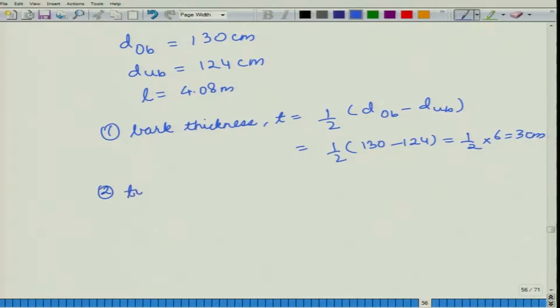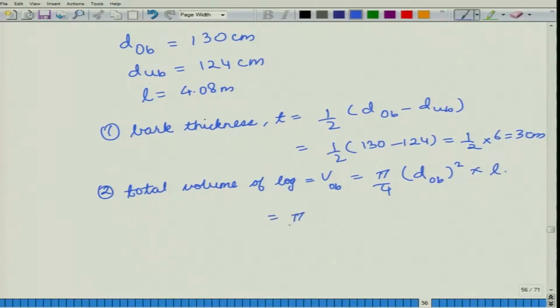Now, the total volume of the log is the over bark volume, which is pi by 4 d OB square into the length. So, in this case it is pi by 4 into diameter over bark 1.3 meters squared into the length, that is 4.08 meters. So, this becomes 5.41 cubic meters.